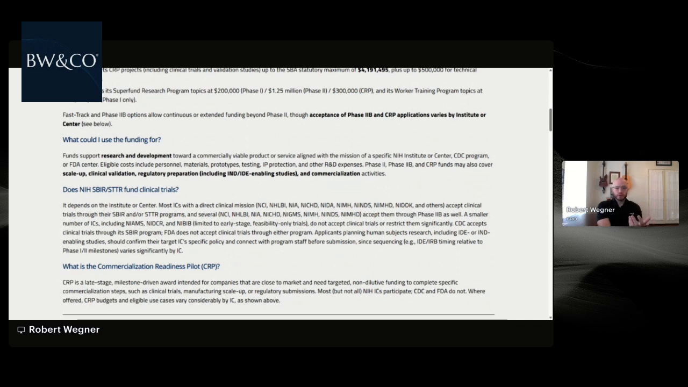These funds support research and development towards a commercially viable product. Applying for phase 1, feasibility testing, phase 2, phase 2B, which is the strategic breakthrough award, as well as the commercial readiness pilot, can fund some of the scale-up, clinical validation, and regulatory pathway work.